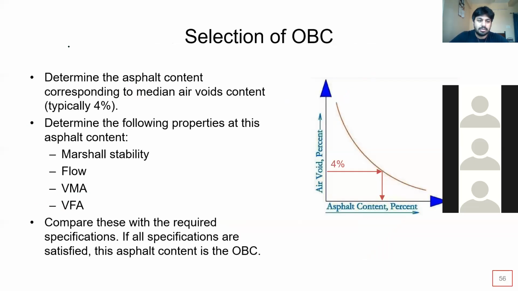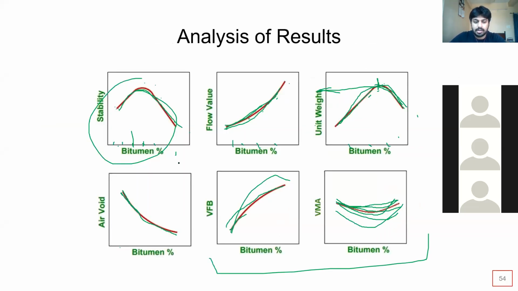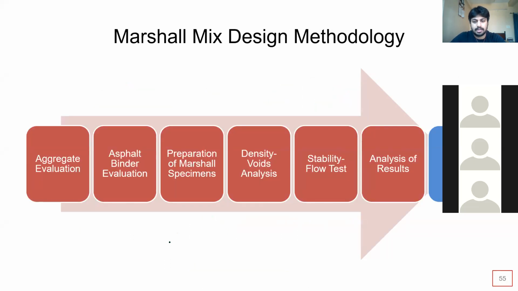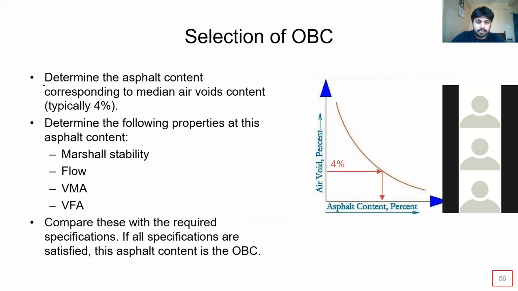Out so, although we have made many curves here, the curve we are going to use to find out OBC is this one: air void and bitumen percentage. So you have to determine the asphalt content corresponding to 4% air void.